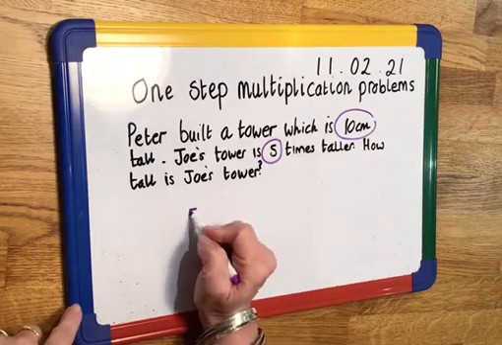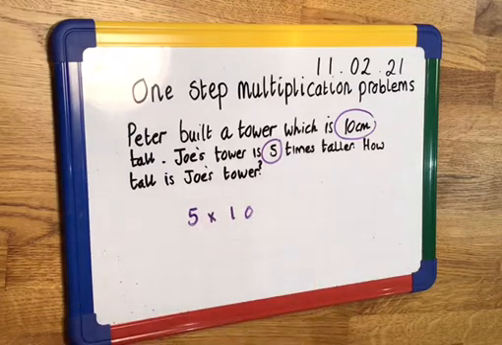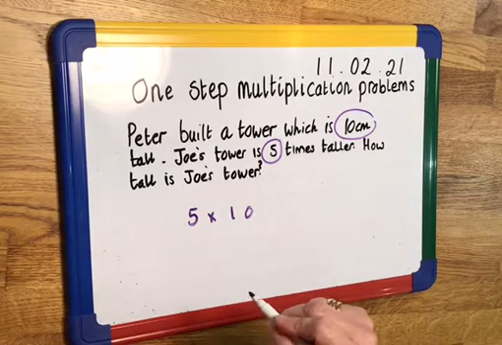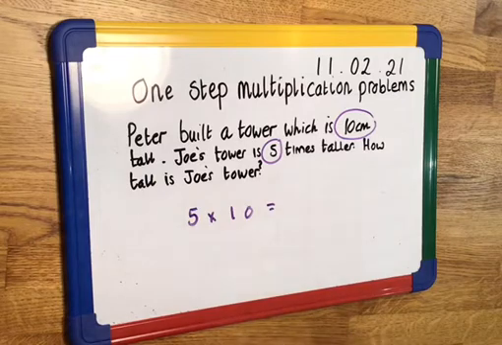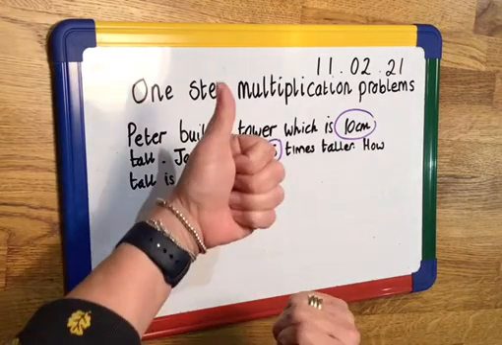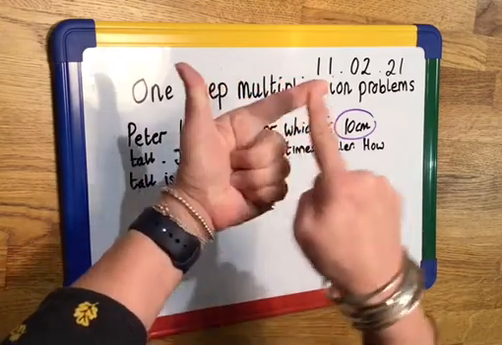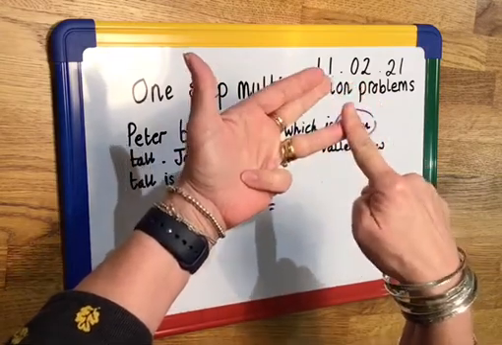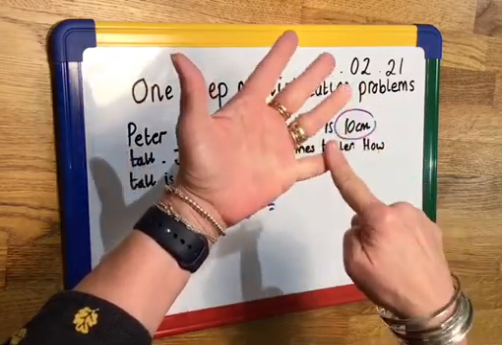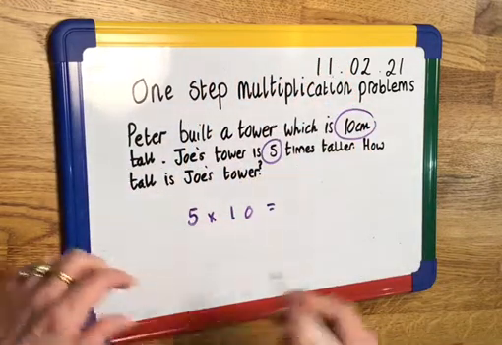So I can write 5 times 10 and I could draw an array. Or I could draw pictures, or I could use my multiplication because I know that 5 times 10 is 50. Let's do it on our fingers. 10, 20, 30, 40, 50. 1 times 10 is 10. 2 times 10 is 20. 3 times 10 is 30. 4 times 10 is 40. 5 times 10 is 50. So 5 times 10 is 50.